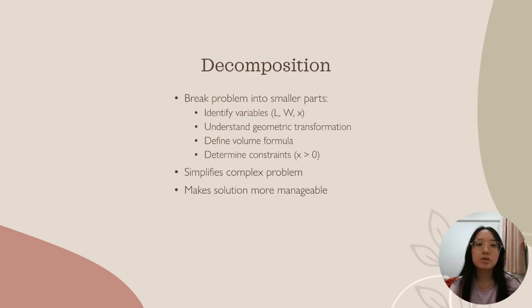The first component is decomposition. Decomposition involves breaking down a complex problem into smaller, more manageable parts. Instead of trying to solve the entire problem at once, we focus on one part at a time. In this problem, we decompose it by identifying the variables, understanding how the shape changes after cutting, and determining the formula for volume. This step is important because it reduces complexity and helps us focus on solving each part systematically.